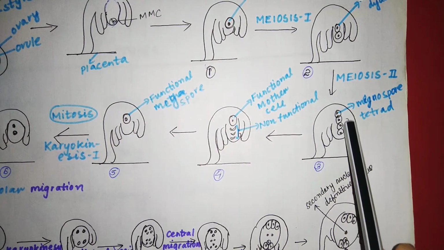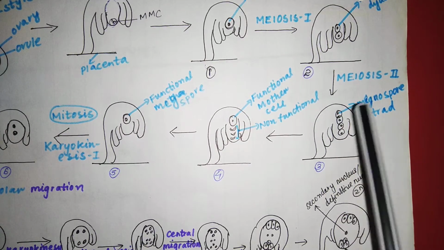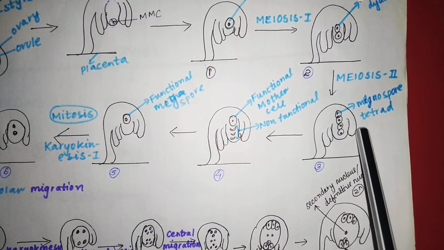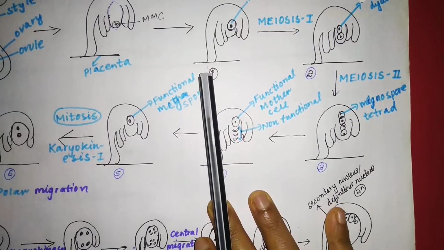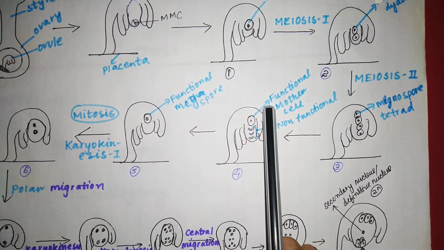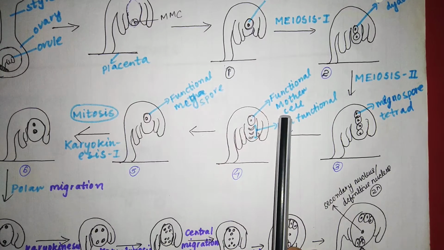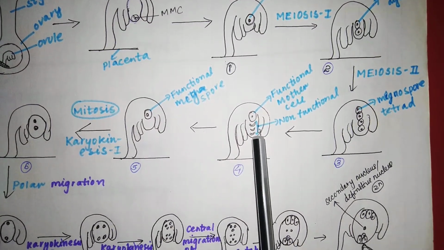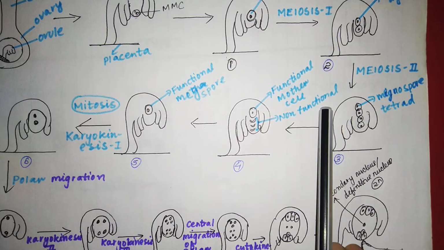form. Out of this four megaspores, one will become functional megaspore and 3 will degenerate. The megaspore which is towards the chalazal end will act as a functional megaspore, and the 3 which are towards the micropylar end will act as non-functional megaspores.